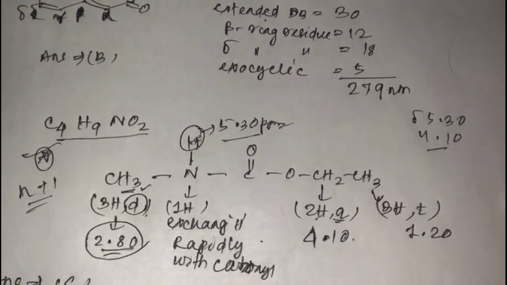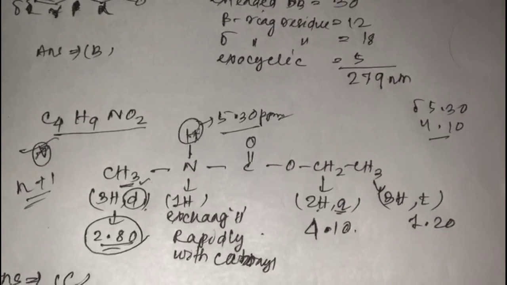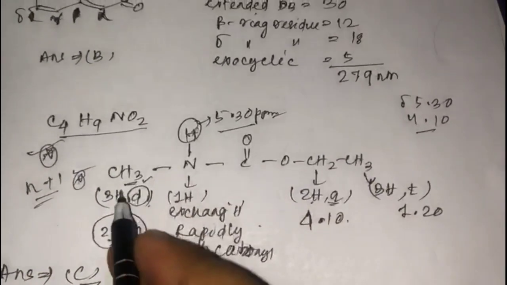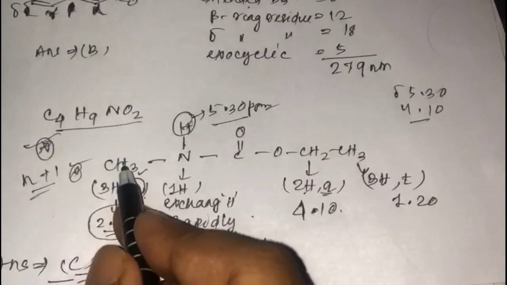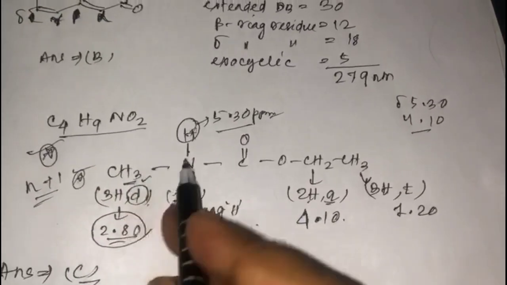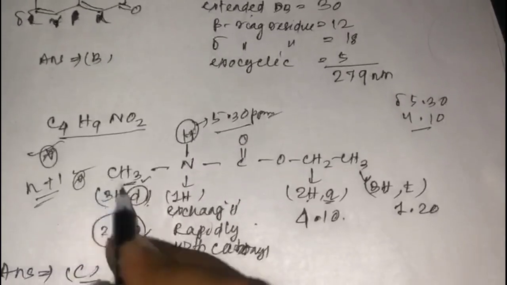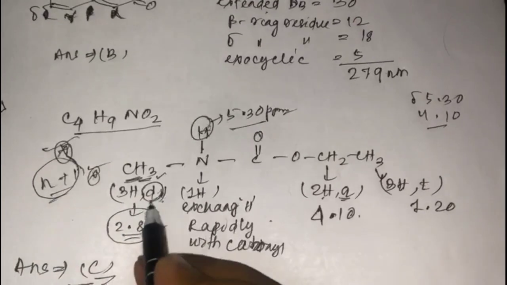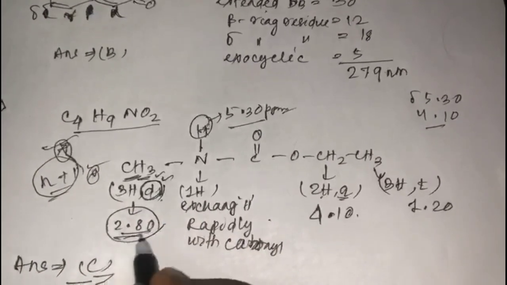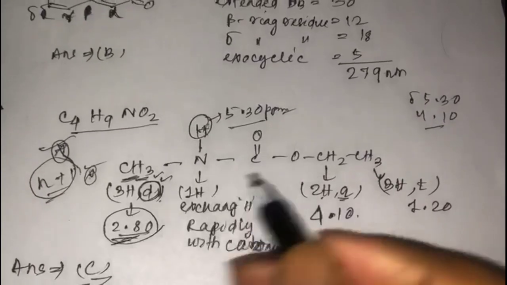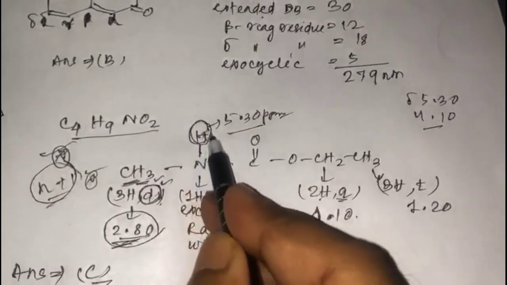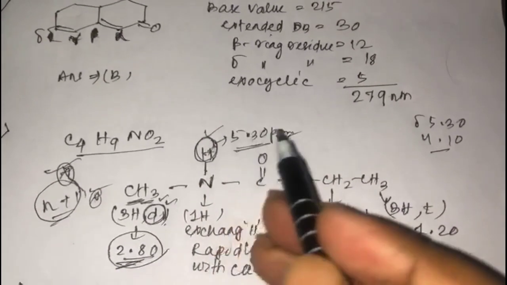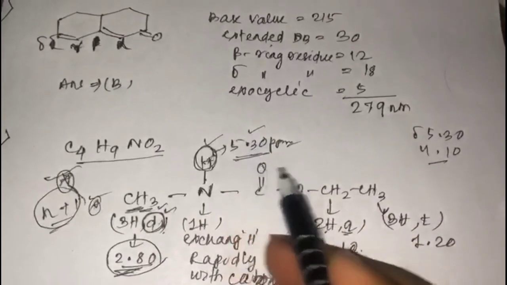Fine. So see, the answer for this particular question is C. Why is option C correct? Look at the structure first. Here 3 hydrogens are present on this carbon, and the adjacent nitrogen has only 1 proton, and according to the n plus 1 rule, this will give you a doublet, and the doublet shows at 2.80. Fine. And here a single proton is present, and nitrogen is an electronegative element. So the peak will show at 5.30 ppm.